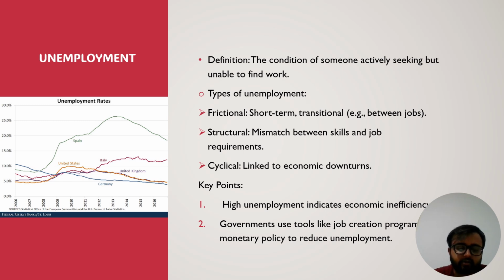First one is frictional. Frictional unemployment means that a person is unemployed for a short term, or is transitioning between two jobs. At that time, when a person is unemployed is known as frictional unemployment. The other one is structural unemployment. That means that the skills a person has are not in demand with the current job requirements of an economy. That is known as structural unemployment.